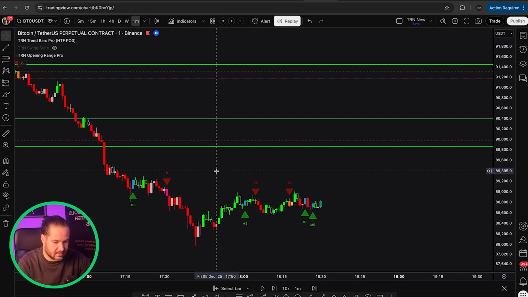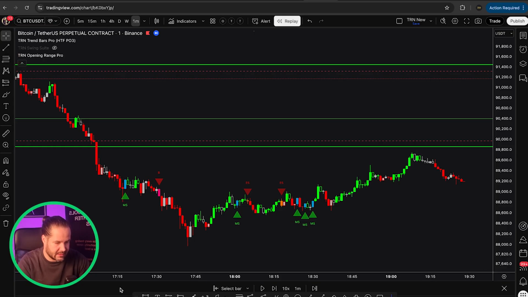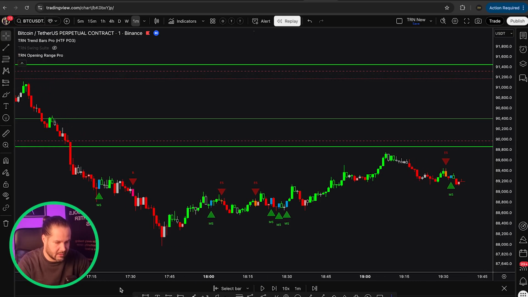Okay, it takes a while right now. Let's see. Here we're getting close to the opening range low again, but no candlestick pattern in this case, so no entry for us.